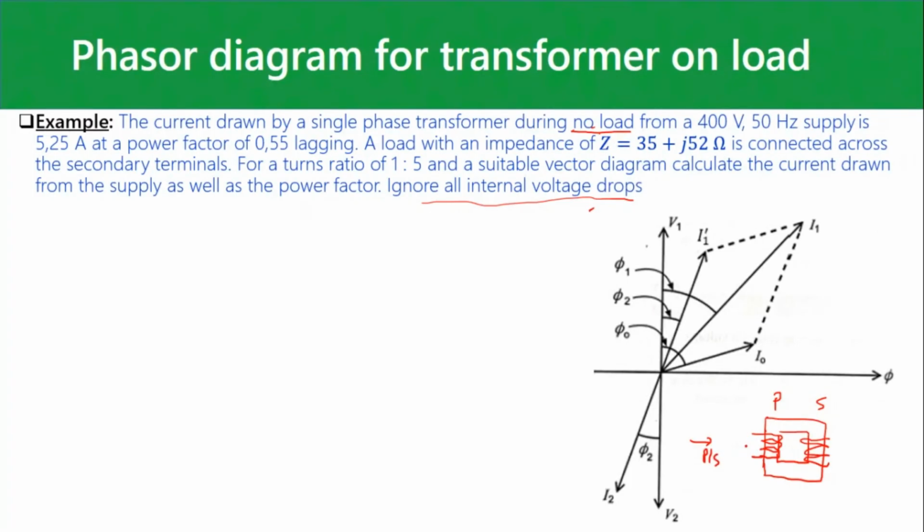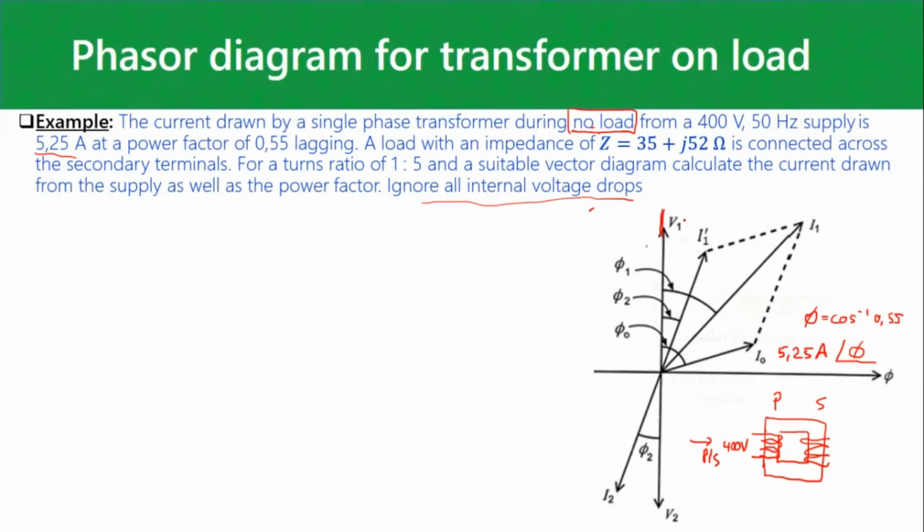Okay, so it's 400 volts, 50 hertz. All right. And they say when it's on no load, then it's 5,25 amps. In other words, this is 5,25 amps I0. And the power factor of 0.55 lagging. So the angle here is going to be phi. Phi is what? Arc cosine of 0.55, measured from the V1, eh?